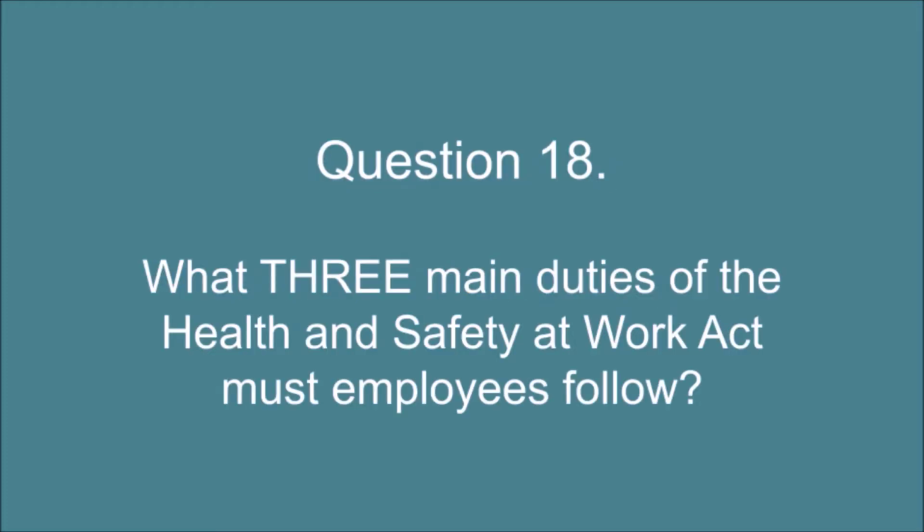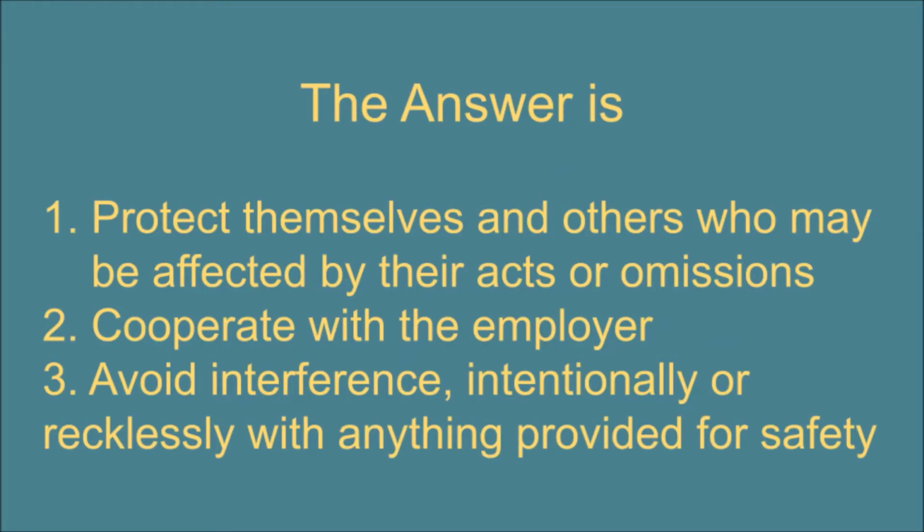Question 18. What 3 main duties of the Health and Safety at Work Act must employees follow? The answer is 1. Protect themselves and others who may be affected by their acts or omissions. 2. Cooperate with the employer. 3. Avoid interference, intentionally or recklessly, with anything provided for safety.